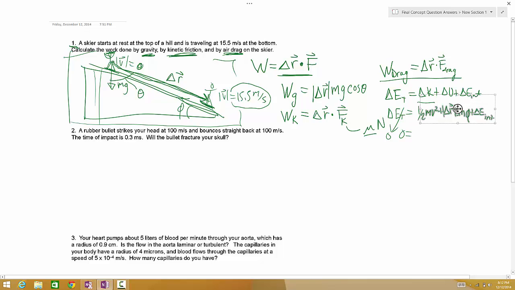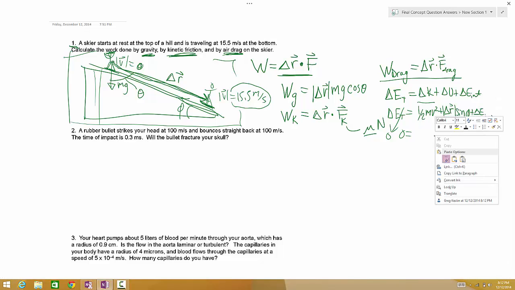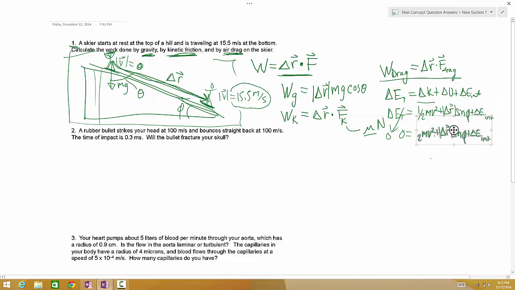So 0 just equals that. And so we really only have this one unknown, the change in internal energy, and the change in internal energy is going to be the work done by the non-conservative forces, and the work done by non-conservative forces is equal to the work done by kinetic friction plus the work done by drag. Wow, this one's kind of long.